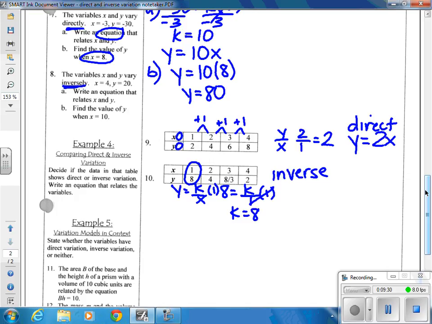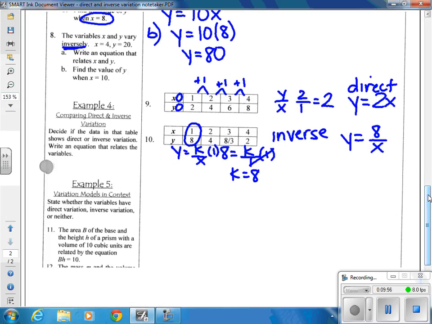So if I go to my equation, it's going to be y equals 8 divided by x. And if you test it out, 8 divided by 1 is 8, 8 divided by 2 is 4, 8 divided by 3 is 8/3, 8 divided by 4 is 2. So it does work. But you've got to figure out from looking at your tables whether you're dealing with direct or inverse variation. It's a lot easier from the graphs. The tables are a little harder.